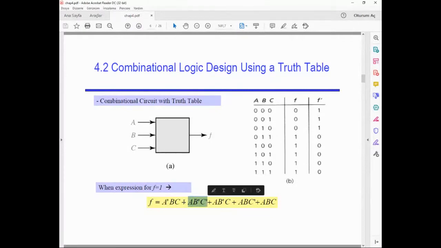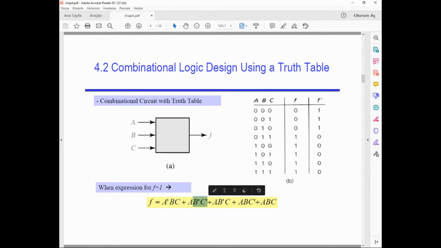Just like that. We use OR gates, because 1 or 1 or 1 equals 1. If any of them is 0, it means nothing for OR gates. If one of them is 1, the result is 1. So we have another one, A, not B, and C. Another one, A, B, not C. And the last one, A, B, C. So all of these expressions equal 1, right?